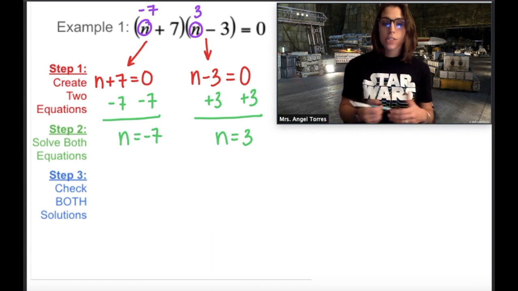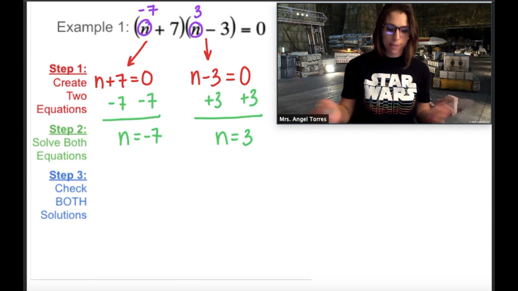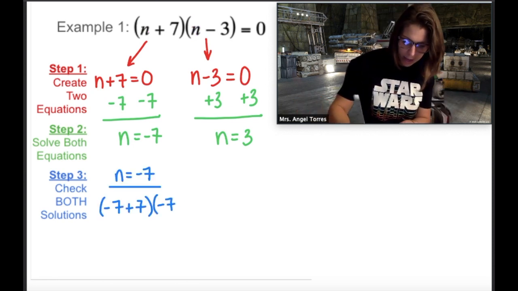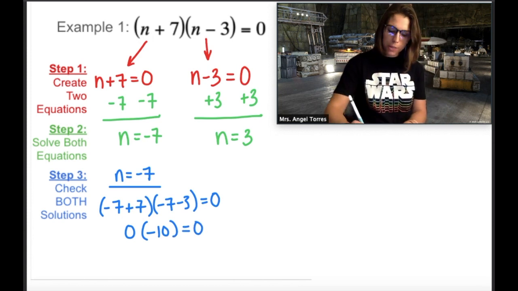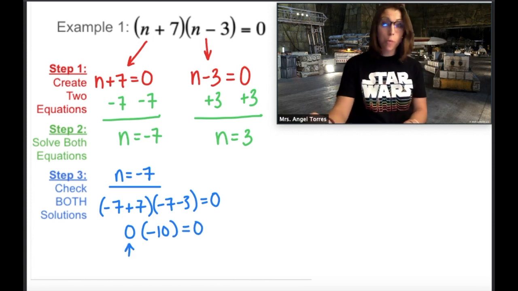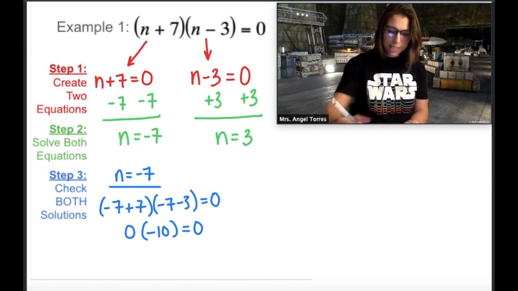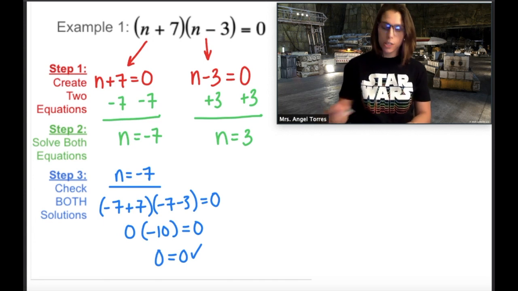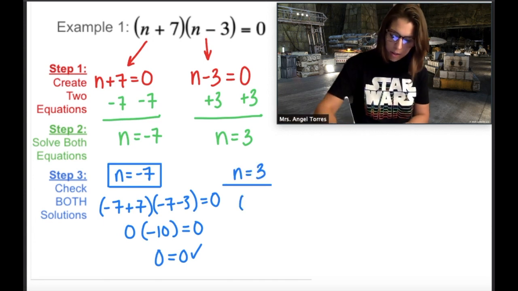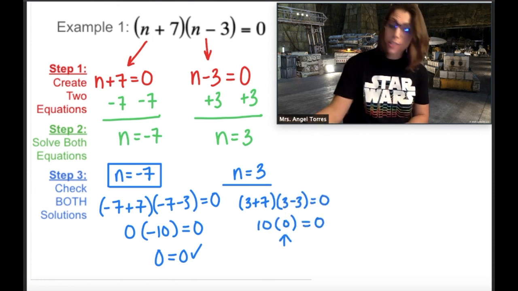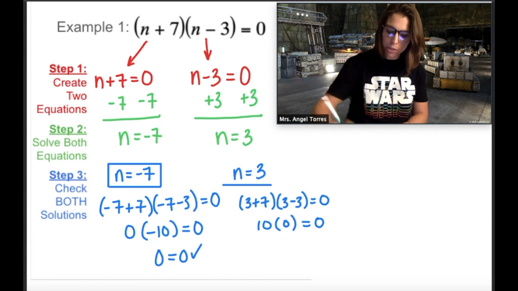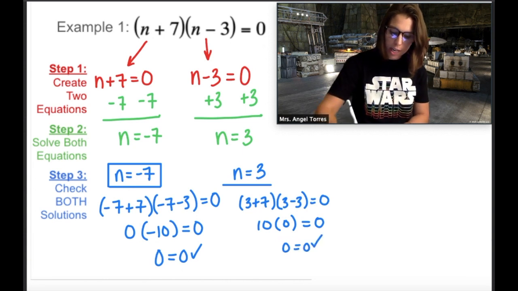Let's go ahead and start by checking n equals -7. -7 plus 7 times -7 minus 3 equals 0 times -10, which equals 0. From here, the zero product property states that if you have a product and one of the factors is 0, this is a true equation. 0 equals 0, and -7 is one of our solutions. Now we'll check +3. 3 plus 7 times 3 minus 3 equals 10 times 0, which equals 0. Again, according to the zero product property, because one of those factors is 0, this is a true equation, and 3 is also a solution.